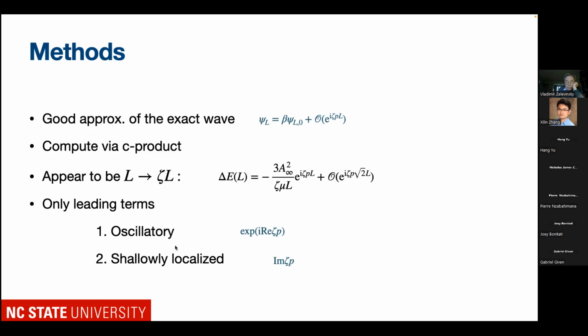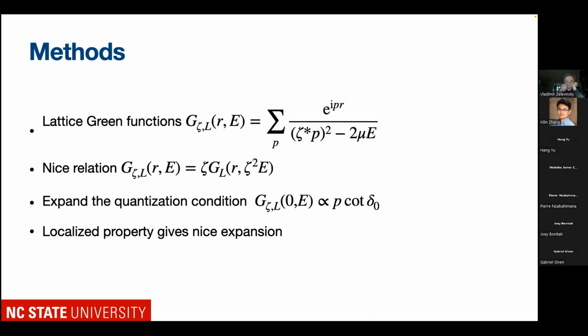Both reasons require us to think about what's going on when you expand beyond the leading terms. When you expand beyond leading terms, the previous method is not working so well. We had to use the lattice Green functions, and we found that these lattice Green functions on the complex scheme actually have a nice relation with the normal scheme, where we haven't done the complex scaling, by just shifting the energy E to zeta squared, which is the complex scaling factor.